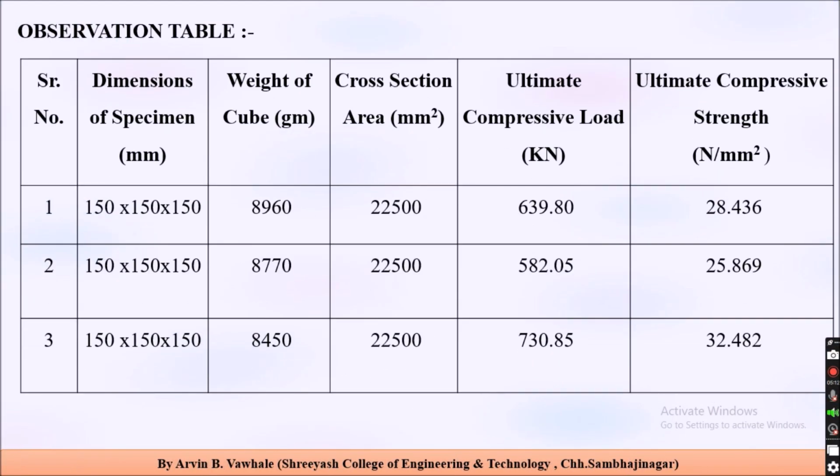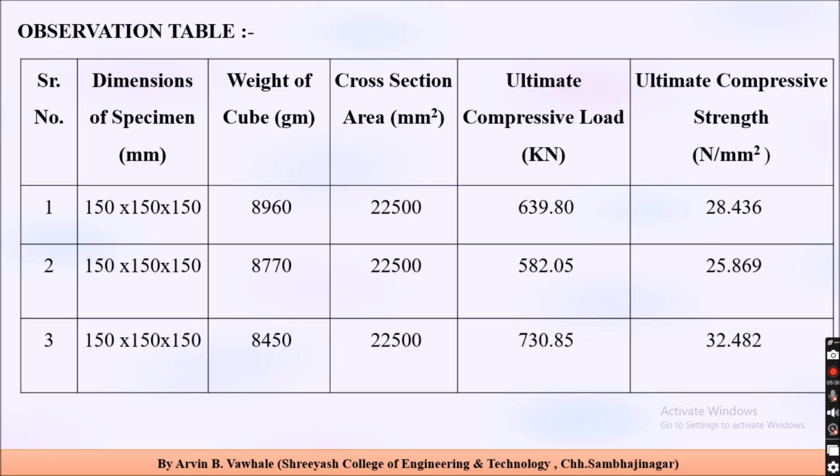This is the observation table in which the dimension of the sample is given: weight of cube, cross-sectional area, ultimate compressive load, and compressive strength. Weight of cube, in kilograms: each cube specimen is weighed before testing. The weight helps confirm the cube's uniformity and density. Heavier cubes generally indicate proper compaction and lesser voids, while lighter ones may have more air gaps or improper mixing.